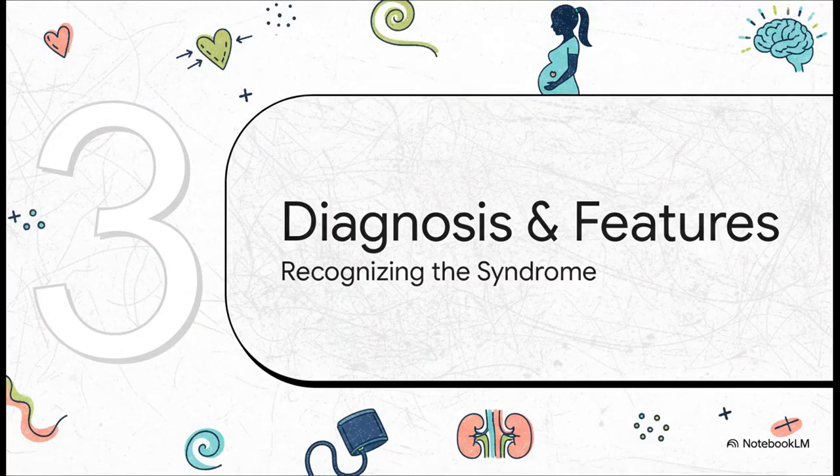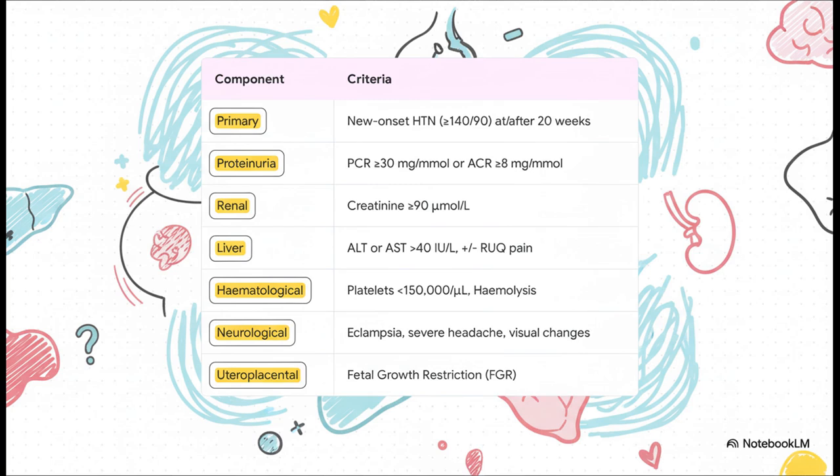So how does this maternal syndrome actually present in the clinic? Well, the diagnosis really hinges on finding new onset hypertension after 20 weeks, plus some objective evidence of either end organ damage or significant uteroplacental dysfunction. Now here's a key diagnostic pearl. Proteinuria, while super common, is no longer mandatory to make the call. If you have new onset hypertension after 20 weeks, any one of these other new conditions like kidney or liver dysfunction, low platelets, neuro symptoms, or fetal growth restriction is enough to diagnose preeclampsia.